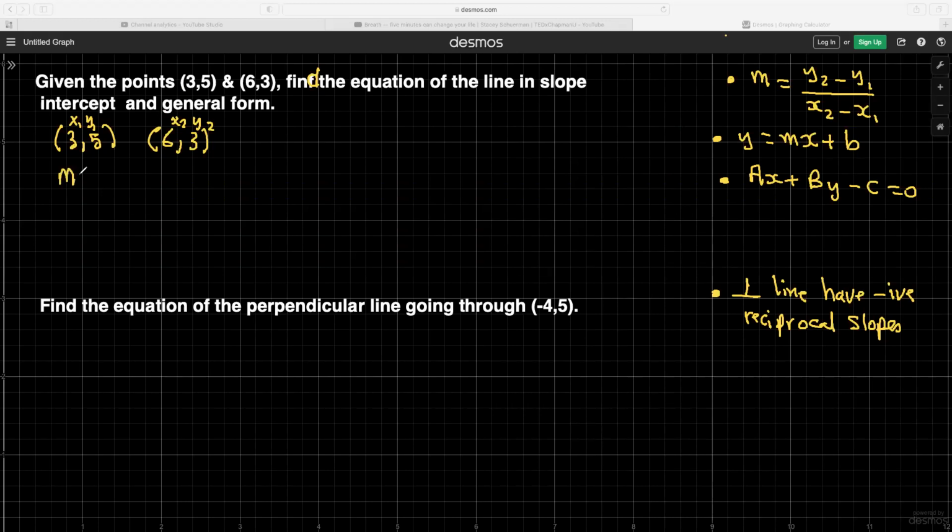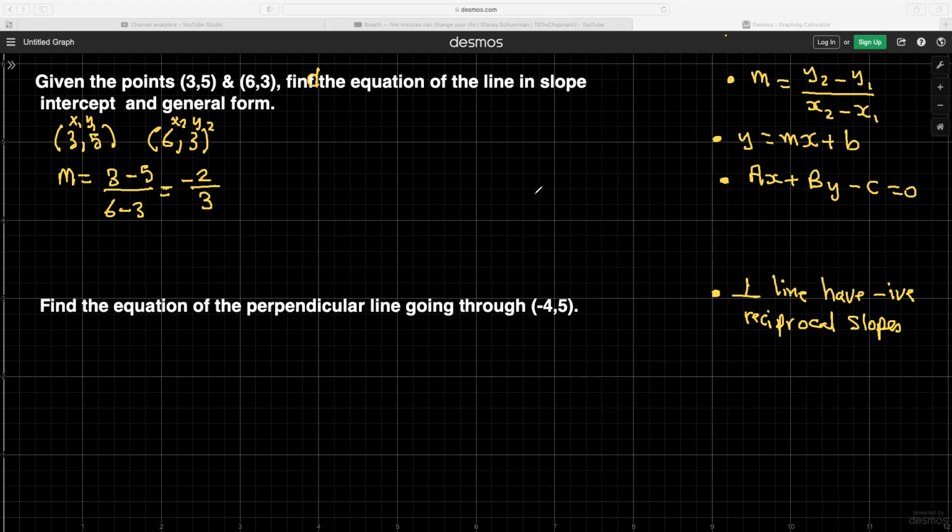So m equals y2, which is 3, minus y1, which is 5, over x2, which is 6, minus x1, which is 3. That's going to give me -2 over 3, and that's my slope.